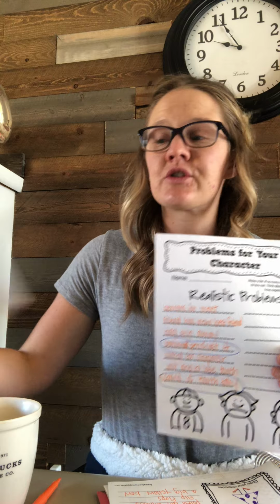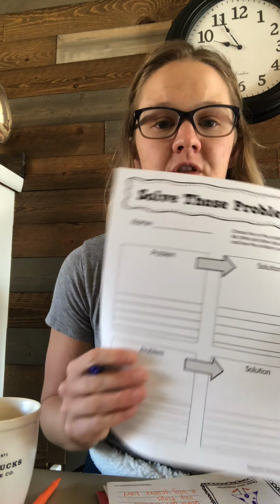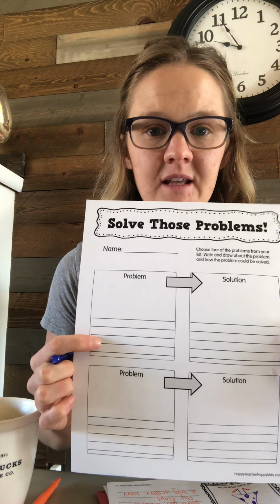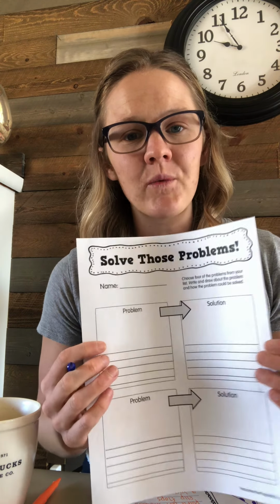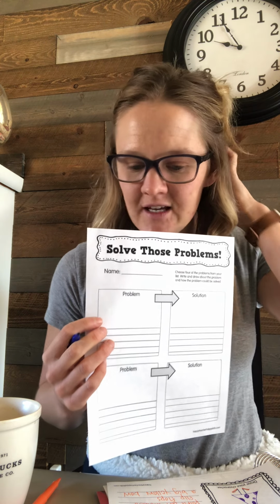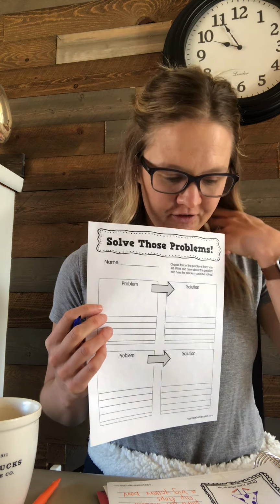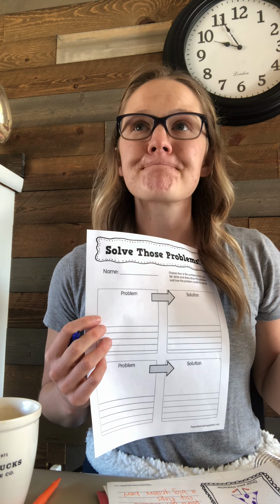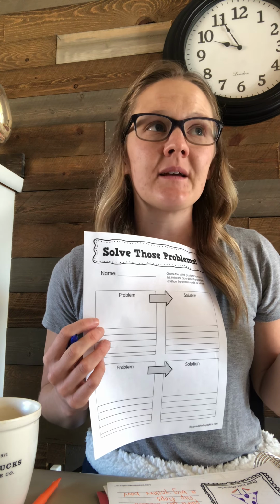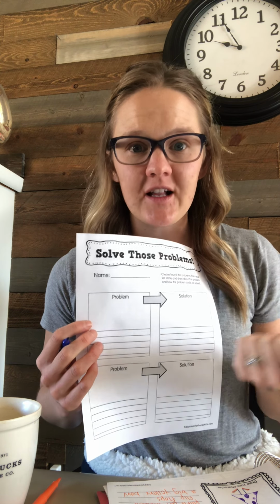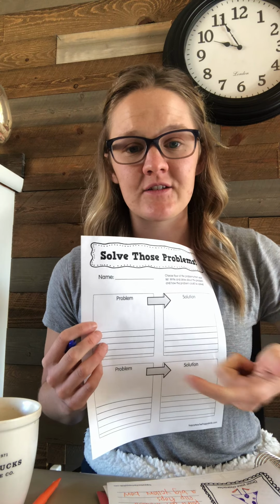Now what you're going to do is you're going to get this page, solve those problems, okay, and you're going to write the problem in this box, and then you have to come up with how that problem was solved. All right, so let's think about, I'm trying to think of a good Junie B. In one of the Junie B books, Junie B was really embarrassed about her glasses, right? But then that problem was solved because she got glasses and all of her friends told her that they really liked them, okay?